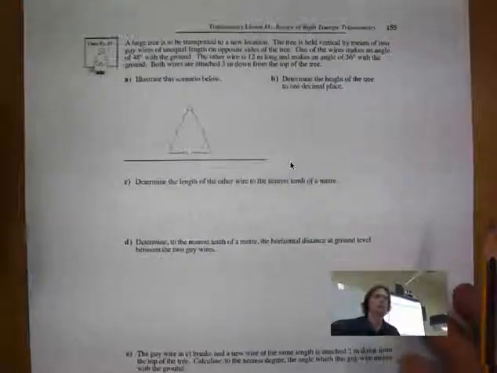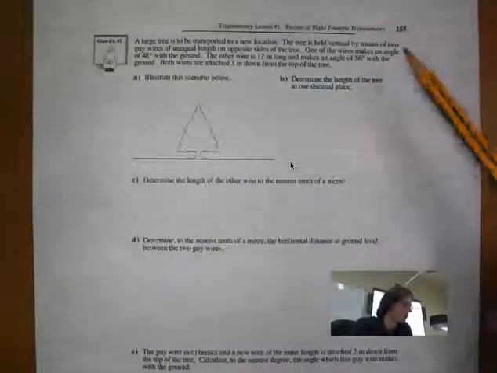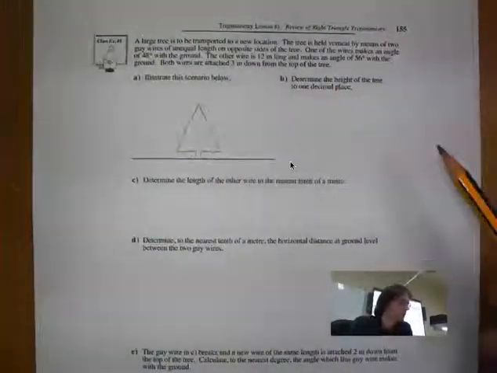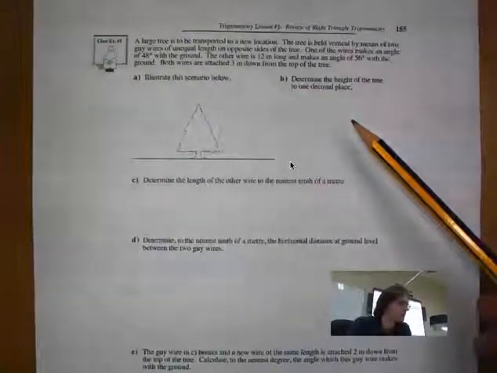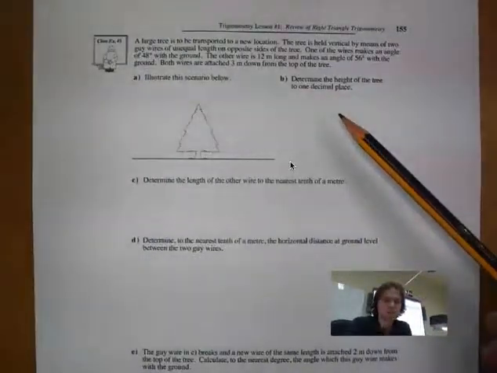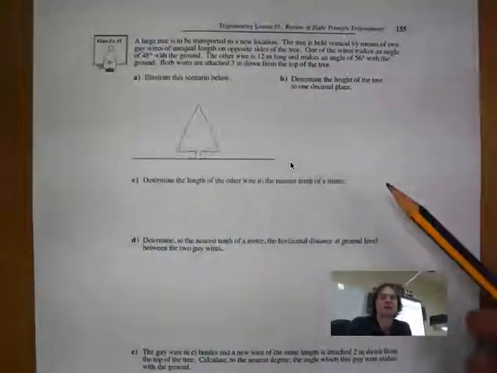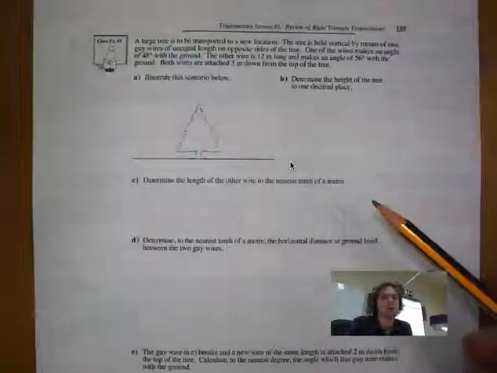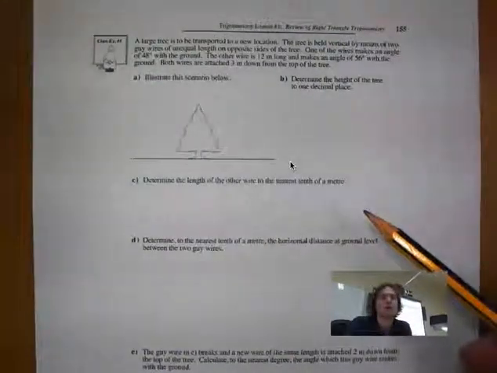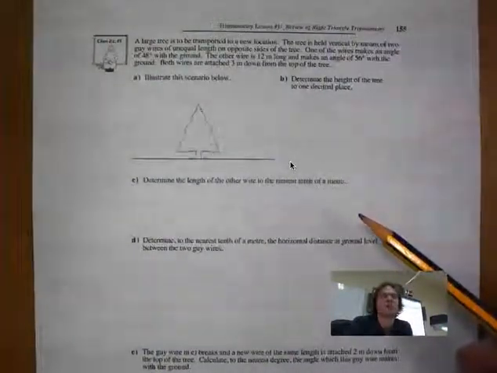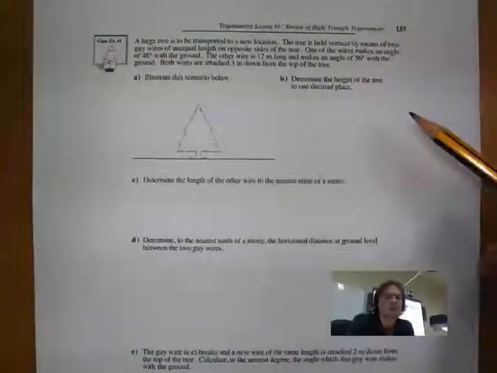Okay, so we take a look at the last question here. It says, a large tree is transported to a new location. The tree is held vertically by means of two guy wires of equal length on the opposite side of the tree. So one of the wires makes an angle of 48 degrees to the ground. The other wire is 12 meters long and makes an angle of 56 degrees with the ground. So both are attached from 3 meters down from the top of the tree. So illustrate this scenario below.